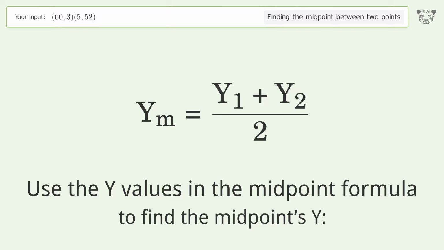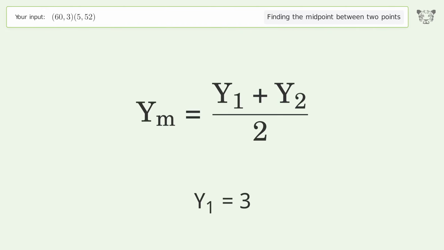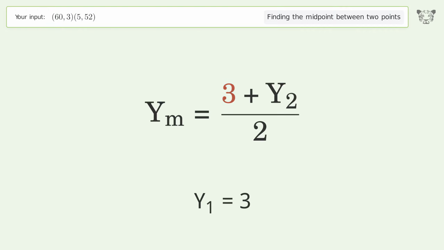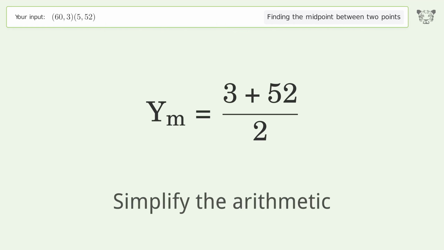Use the y values in the midpoint formula to find the midpoint's y. y1 equals 3. y2 equals 52. Simplify the arithmetic.